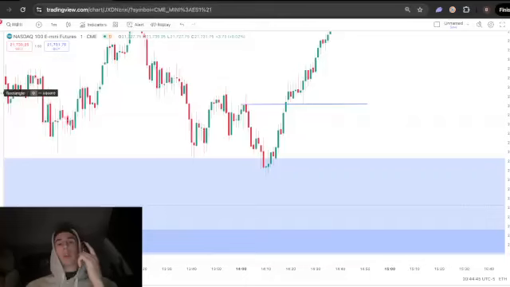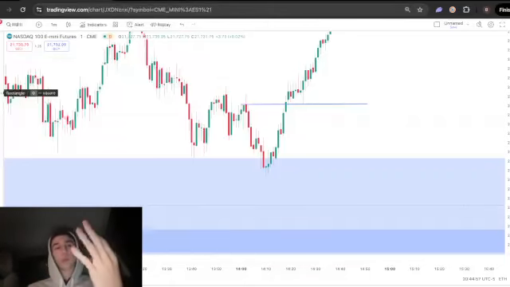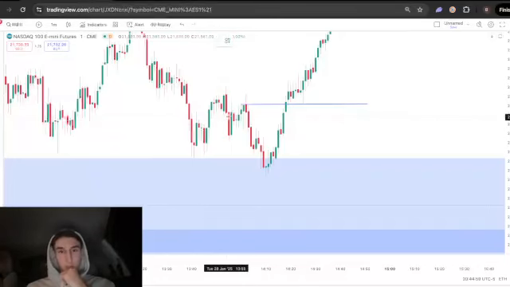First thing I look for is an inverse fair value gap. But first you draw it out as a fair value gap against your direction. So here I'm looking long. I'm looking for a bearish fair value gap on the 1, 2, 3, 4, or 5 minute. This is a 2 minute.